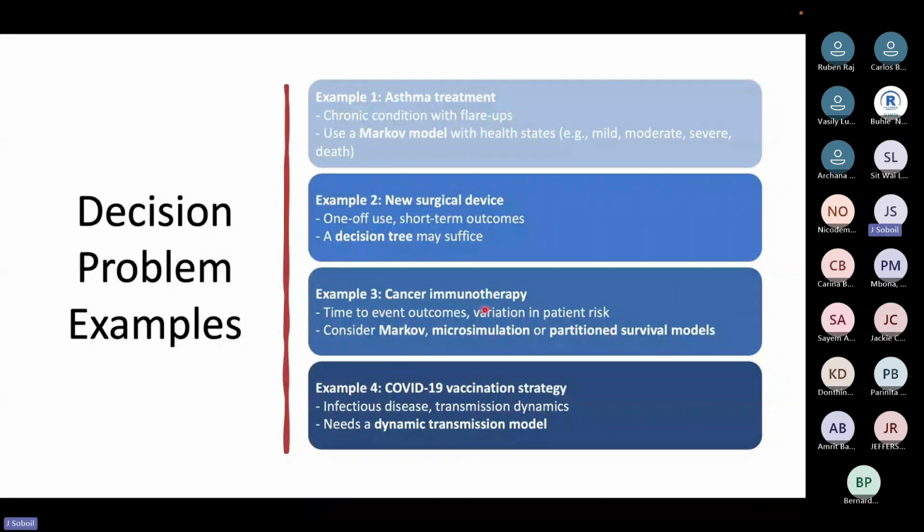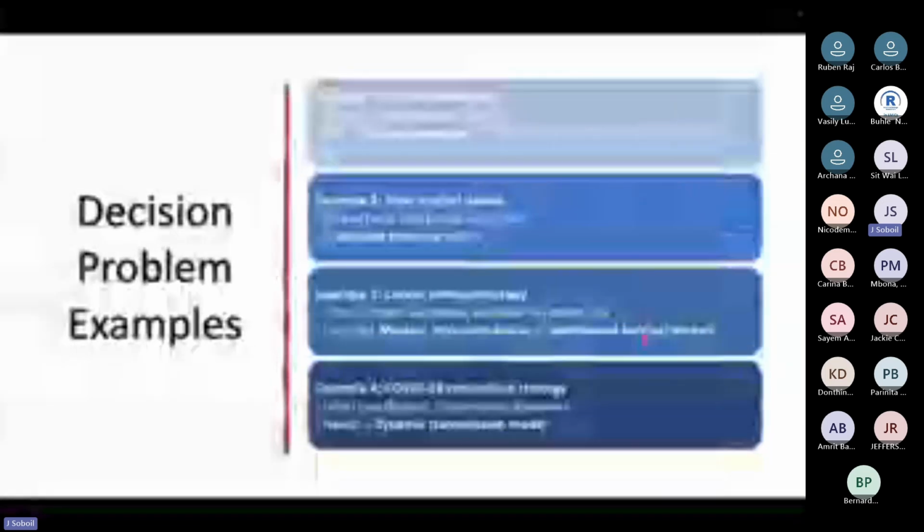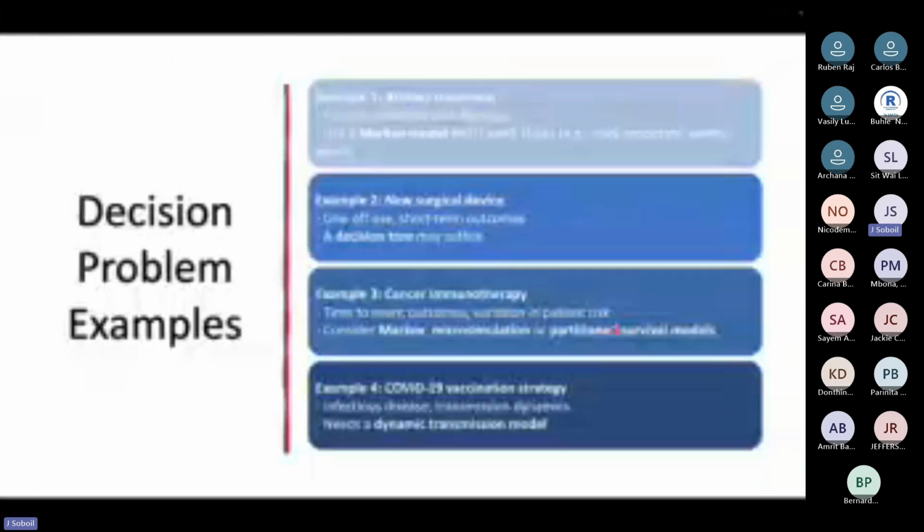So the third example is cancer immunotherapy. Because they're time to event outcomes such as progression-free survival or overall survival, there's a lot of variation in patient risk, and therefore you want to consider this variation in outcomes between patients. And here you can use a microsimulation model. Something you see far more often is a partition survival model, or PSM. This just directly takes your survival models and takes the difference between, for example, your overall survival and progression-free survival and considers those as almost implicit health states.